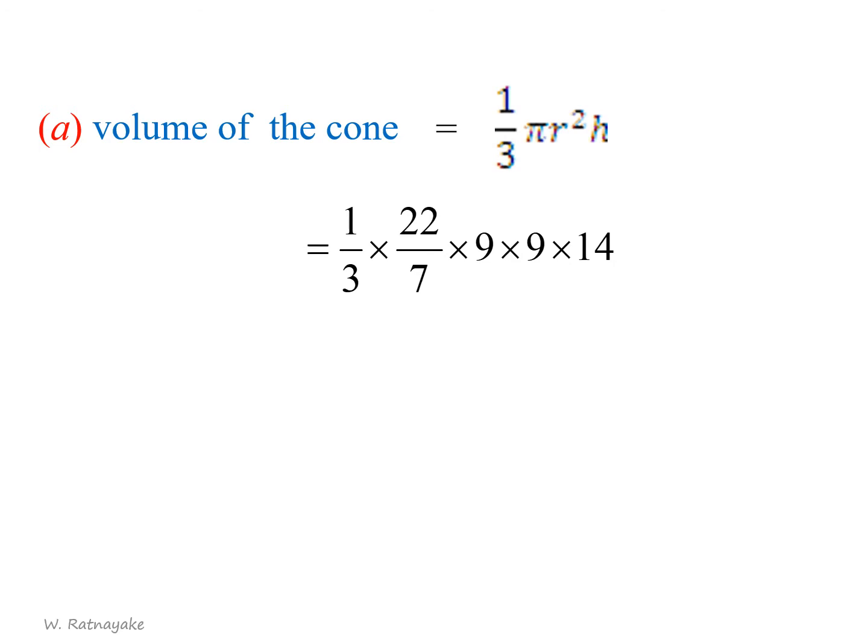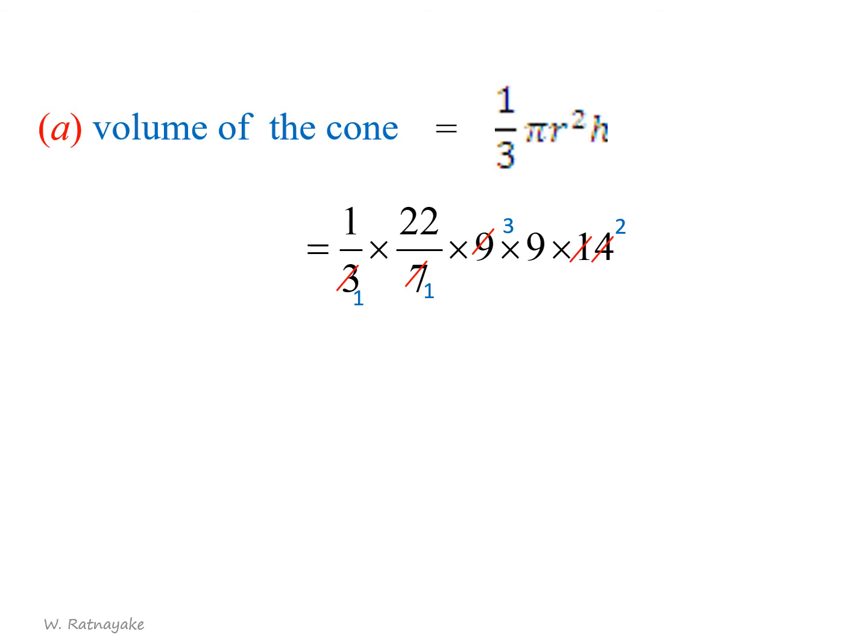Now see how we can simplify this. We can divide this 7 and 14 by 7: 7 times 1, 14 is 7 times 2. Then we can divide this 3 and this 9. 3 is in the denominator and 9 is in the numerator. We divide those numbers by 3: 3 divided by 3 is 1, 9 divided by 3 is 3. Now the remaining numbers are 22, 3, 3 and 2, which we have to multiply together to get the answer.